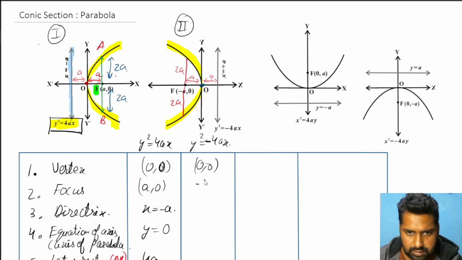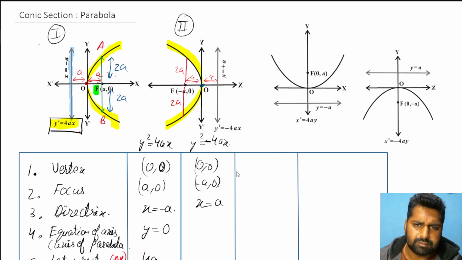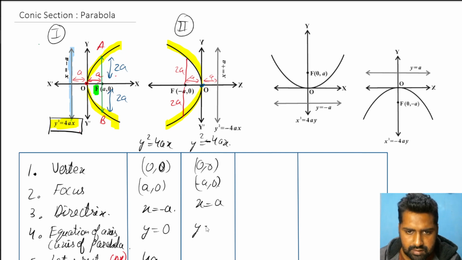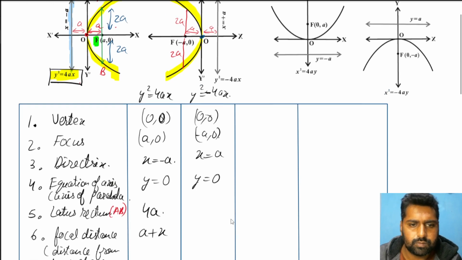Minus a comma 0. Directrix will be on the right at a distance a, so this time change it, instead of x equal to minus a, it will be x equal to plus a. Axis of parabola is still the same, it is still symmetrical about x-axis, which is y equal to 0. Latus rectum is still 4a, it's a length, so that is still 4a. Focal distance, instead of a plus x, it will be a minus x.